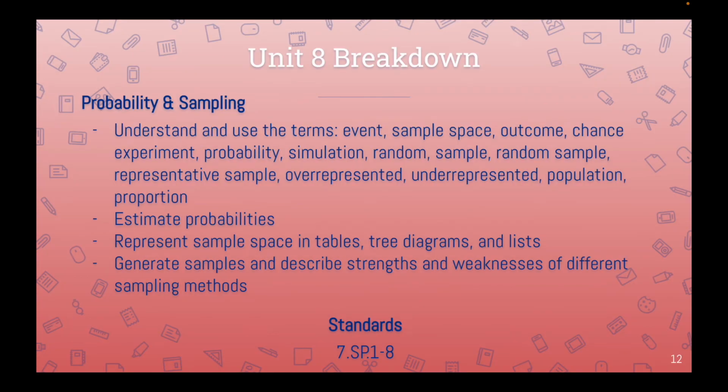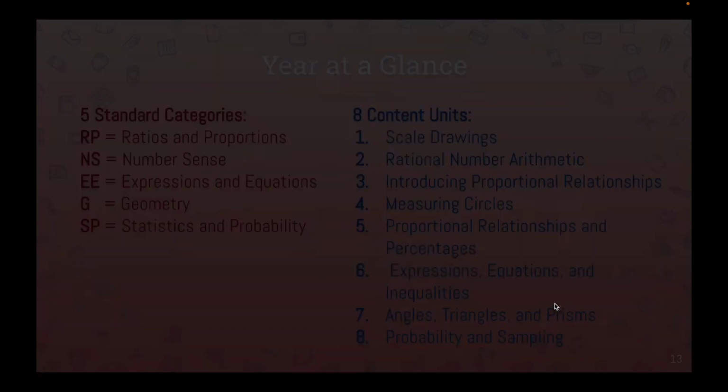In Unit 8, we talk about probability and sampling. We understand and use a variety of terms associated with probability, sampling, populations, and outcomes. We estimate probabilities. We represent sample space in tables, tree diagrams, and lists. We generate samples and describe strengths and weaknesses of different sampling methods. This addresses our SP standards 1 through 8.